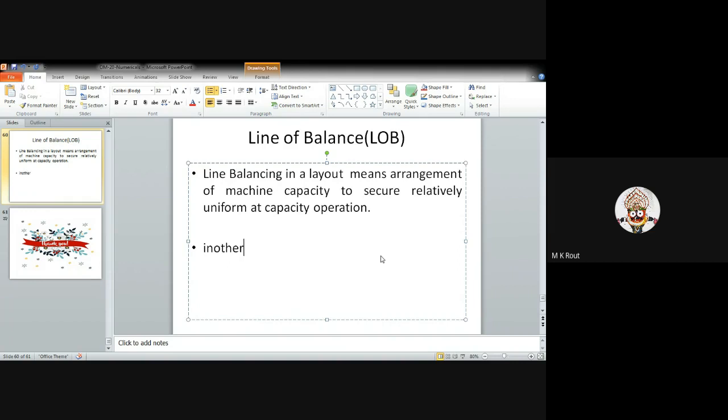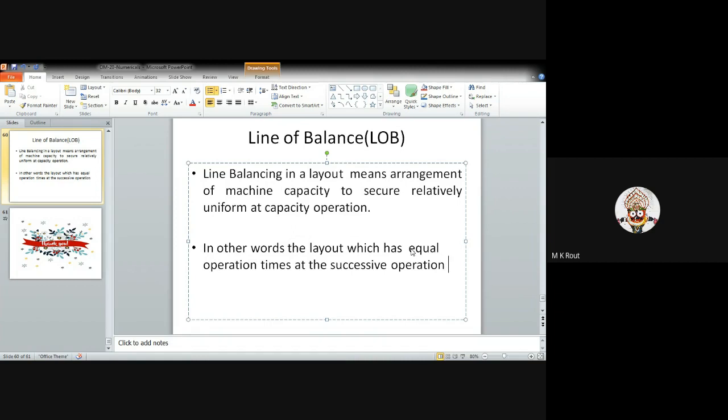Moving on, just write down another point. In other words, the layout which has equal operation times at the successive operations in the process. I repeat, in other words, the layout which has equal operation times at the successive operations of the process.